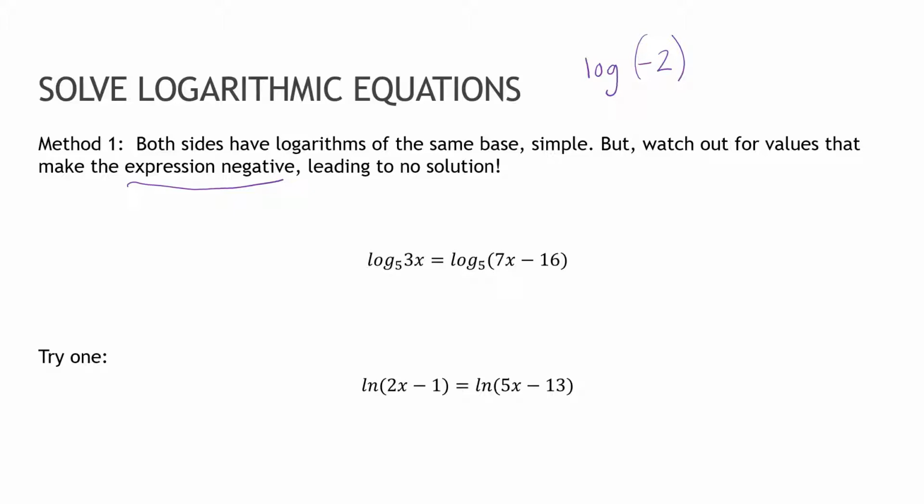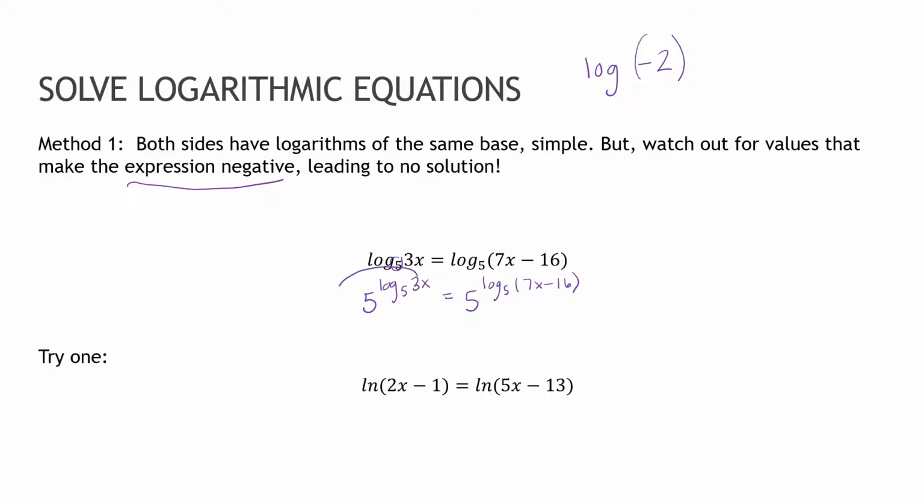So again, because I have a base of 5, instead of taking the log of each side, I'm going to exponentiate each side. And that's just a fancy term for take whatever your base is and make that the base. So I'm taking 5 to the log base 5 of 3x and 5 to the log base 5 of 7x minus 16. Now what does that do for me?